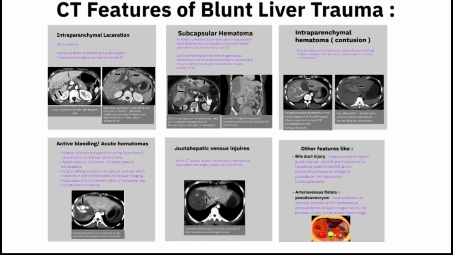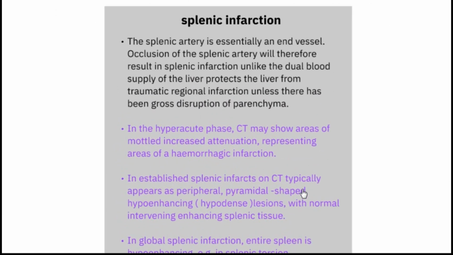We could have a laceration, we could have a hematoma, subcapsular or intraparenchymal. We could have an area of active bleeding. We could have injuries to the vessels. We could have a pseudoaneurysm. We could have an AV fistula. Just one thing that's different in splenic injury, that we could rarely find in hepatic injuries, is that you could also have splenic infarction.